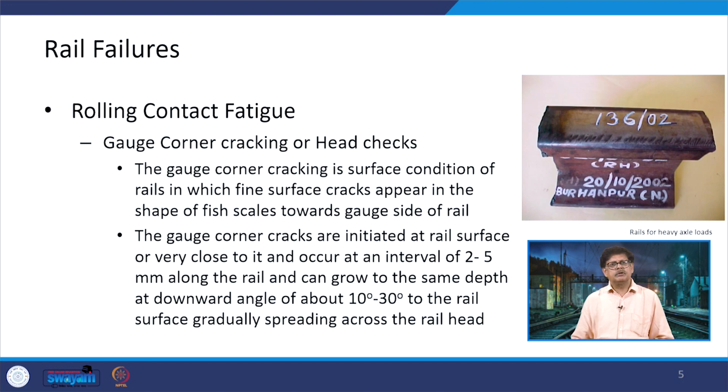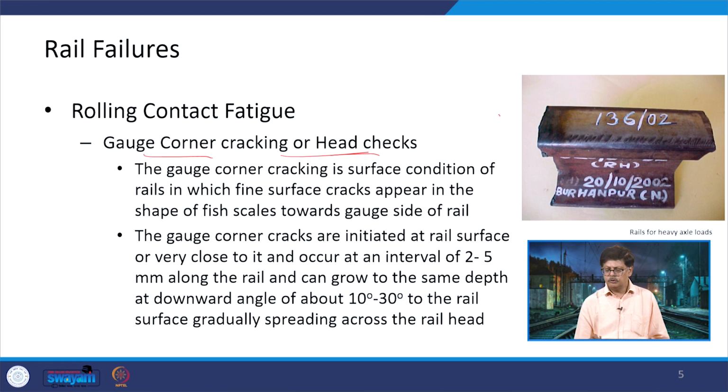Now, let us talk about the first one under this category, which is gauge corner cracking or the head check. What is this gauge corner cracking or head check? Gauge corner cracking is a surface condition of the rail in which fine surface cracks appear in the shape of fish scales towards the gauge side of the rail.